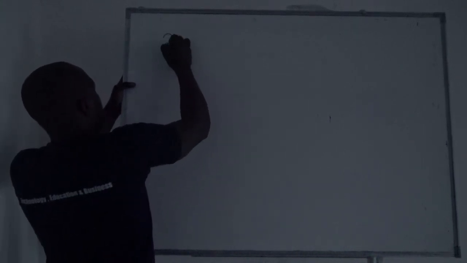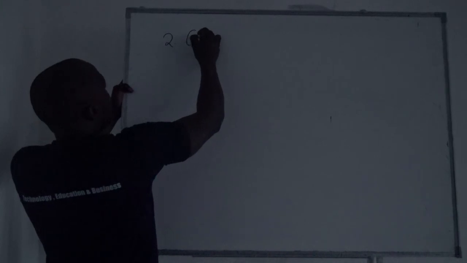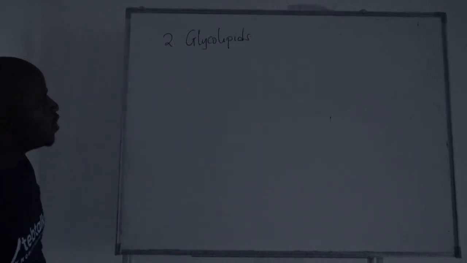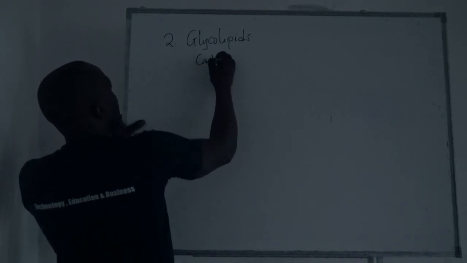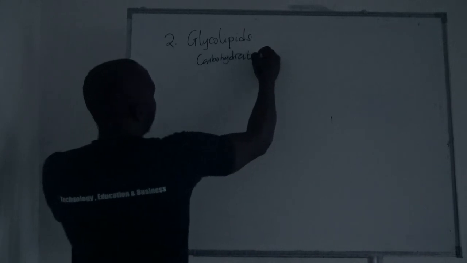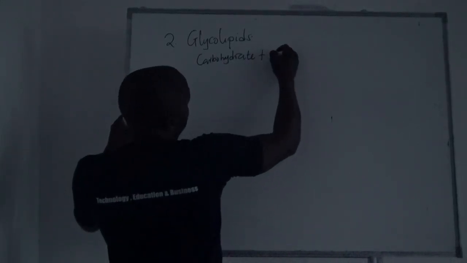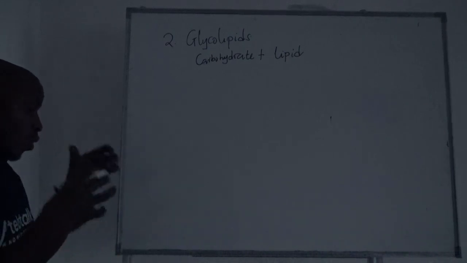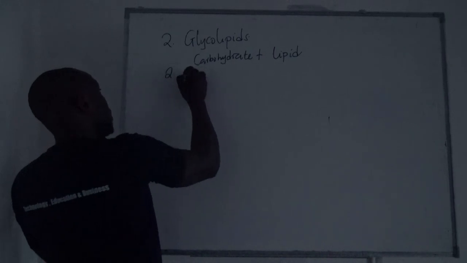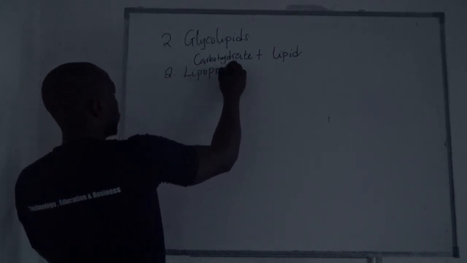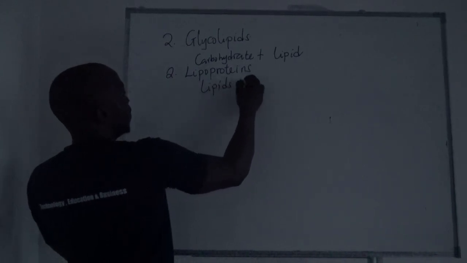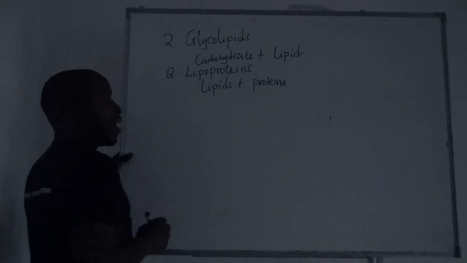That is one derivative from lipids. The second derivative from lipids will be glycolipids. Glycolipids, this one will be a carbohydrate plus a lipid. And glycolipids are also present on the cell membrane. We can also have lipoproteins. Lipoproteins. It means we have lipids mixed with proteins, so we have lipoproteins.